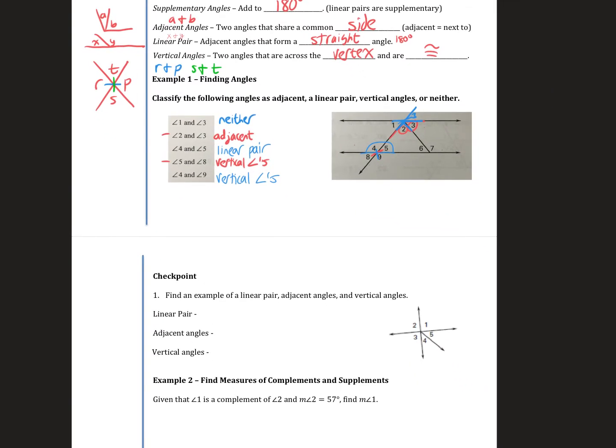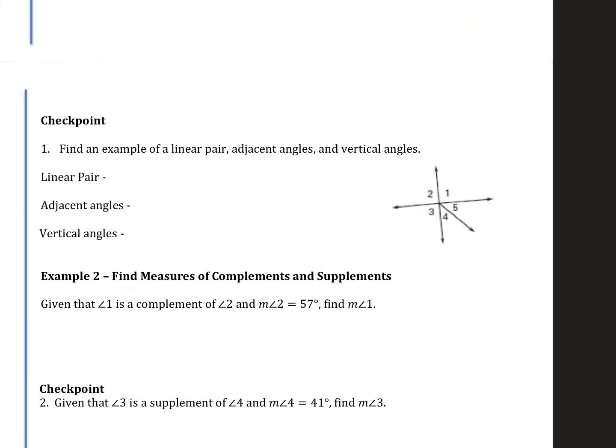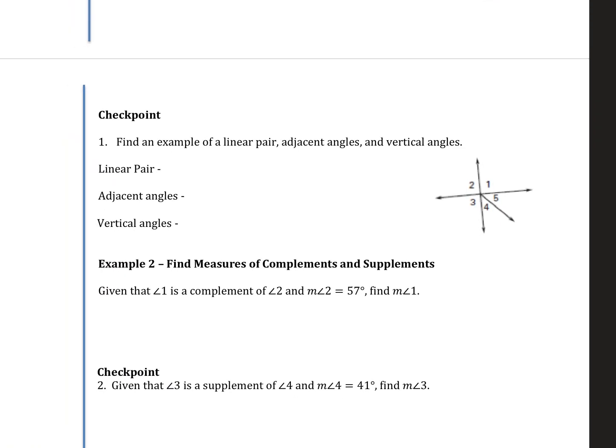All right. If you want to pause the video and try the checkpoint to get even more examples to try, go ahead and do that. All right, so let's find an example of a linear pair, adjacent angles, and vertical angles. A linear pair needs to make a straight line with 2 angles. Pair means 2. So we need 2 angles that make a straight line. Well, I see that 1 and 2 make a straight line, so I have angle 1 and angle 2.